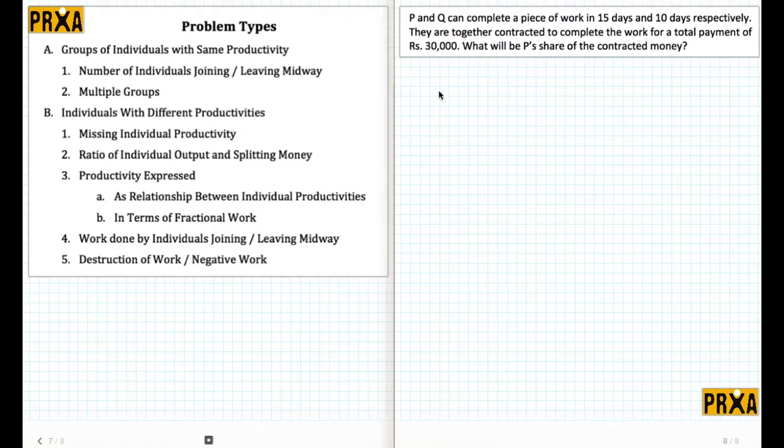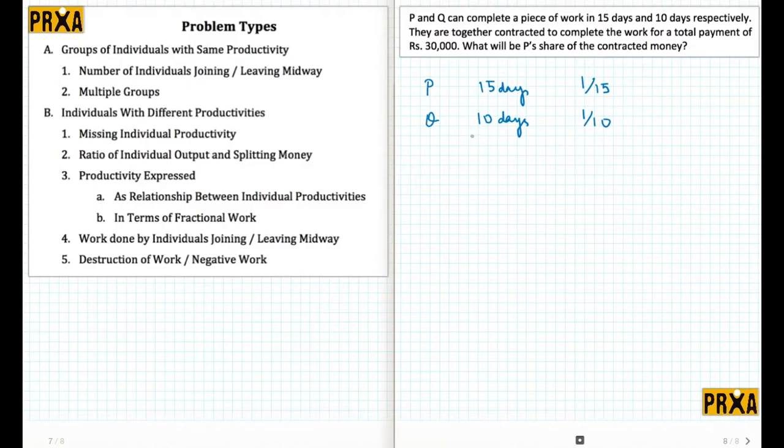But first let's write down this problem in the format that we understand. So P can finish the job in 15 days, so the per day productivity of P is 1/15th. Likewise, Q can finish the job in 10 days, so per day productivity of Q is 1/10th. Now the next part of the problem says that they are contracted to complete the work together. So that means this amount of 30,000 must be split between P and Q in a certain ratio.